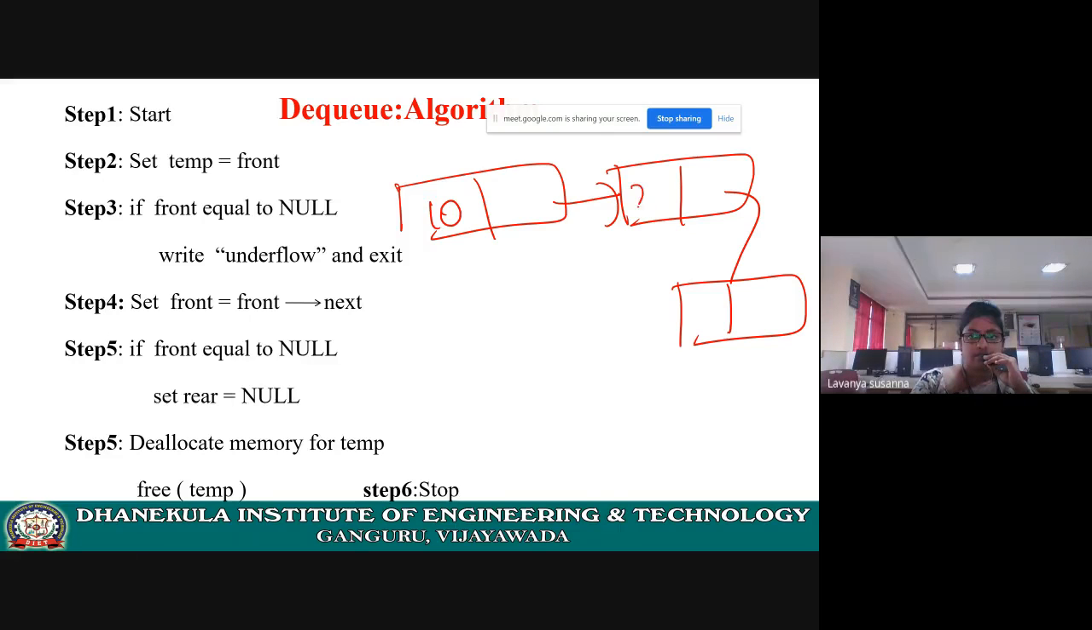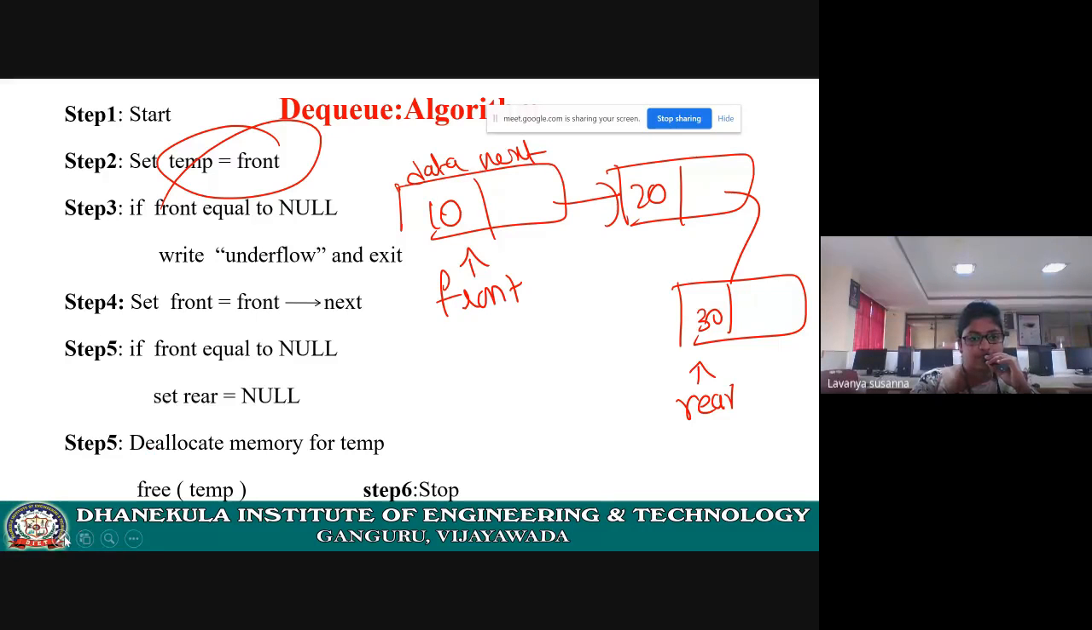Ten, 20, 30. Rear always points to the last inserted element. Front always points to the first inserted element. Data field, next field. Okay, let us see it. Now, first step. What is the first step?